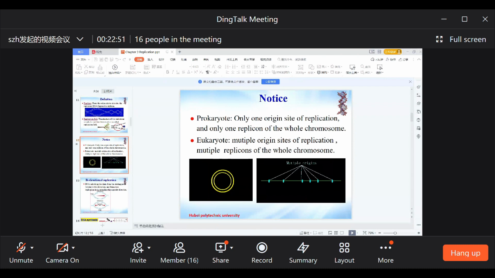So here you see the DNA chain unlocked from the start point, the origin point, in two directions, and offspring DNA is synthesized. You can see this figure: the below is the right one, two-directional replication.